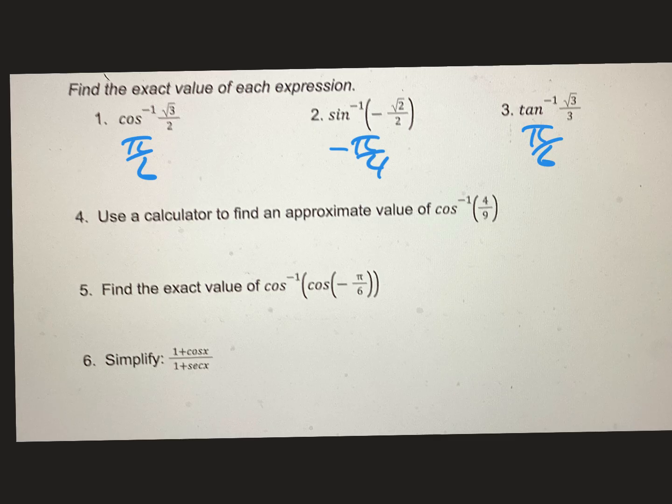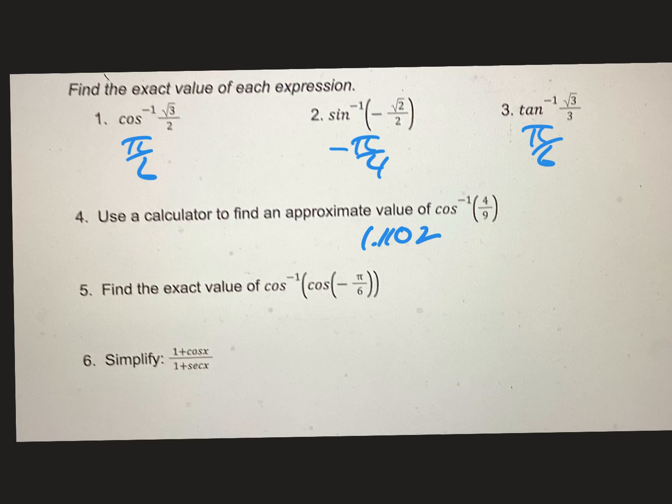Number 4, if I use the calculator. First of all, make sure your calculator's in radians. We're going to hit inverse cosine of 4 ninths. Hit enter right there. Let's go 4 decimal places. I'm looking at 1.1102. That's all you got to do in that one.